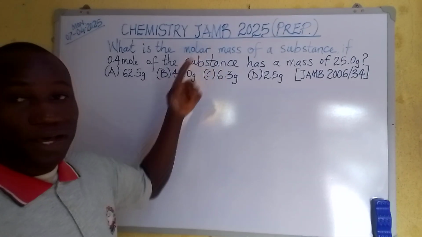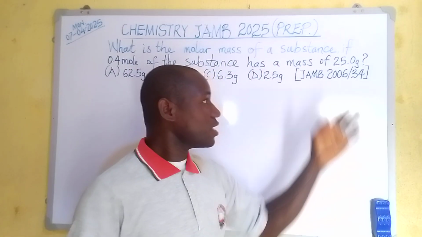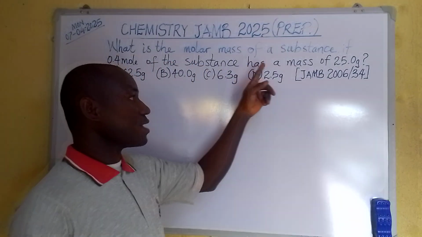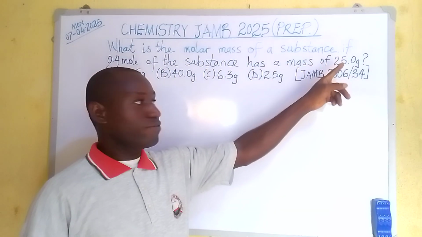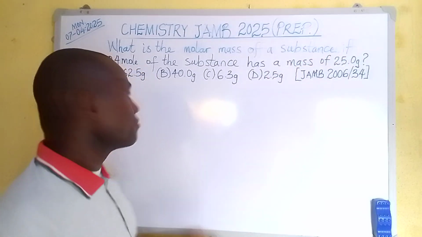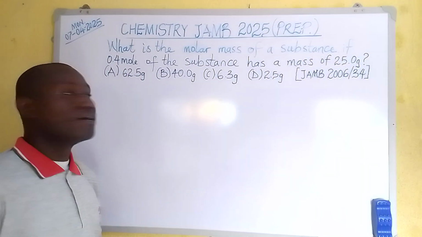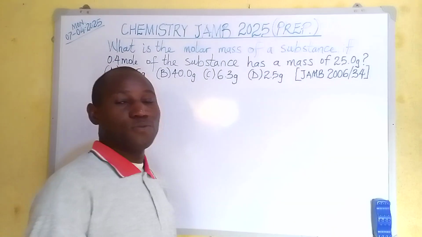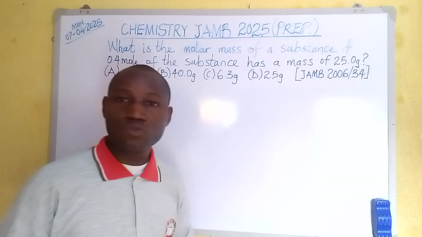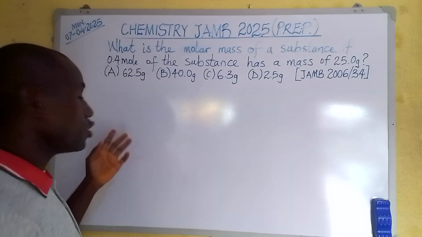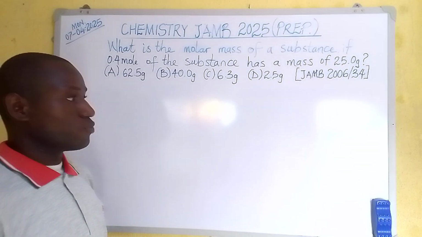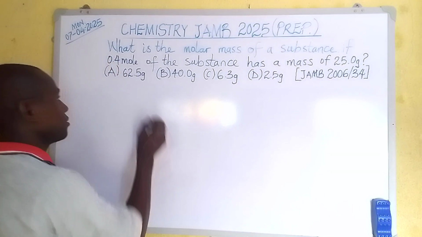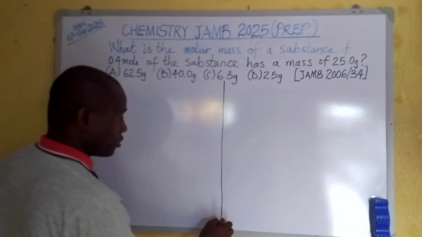We'll be attempting this JAMB question. What is the molar mass of a substance if 0.4 mole of the substance has a mass of 25.0 gram? The options are given here, options A to D. We are going to calculate in order for us to identify which of them is correct. Now, we first bring out the data, so sharing the board into two.